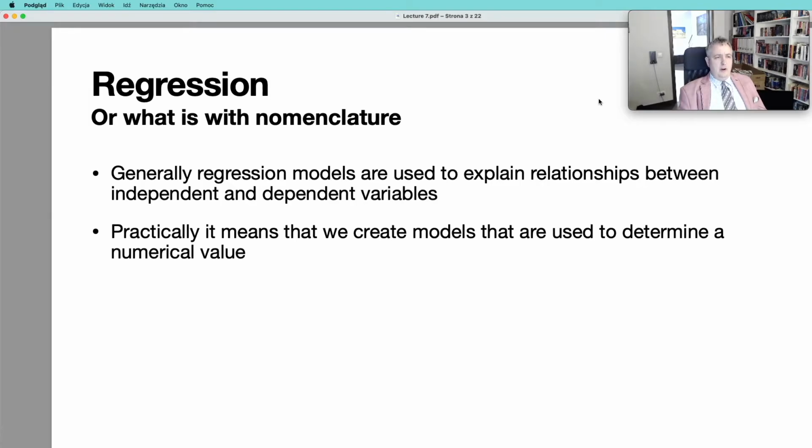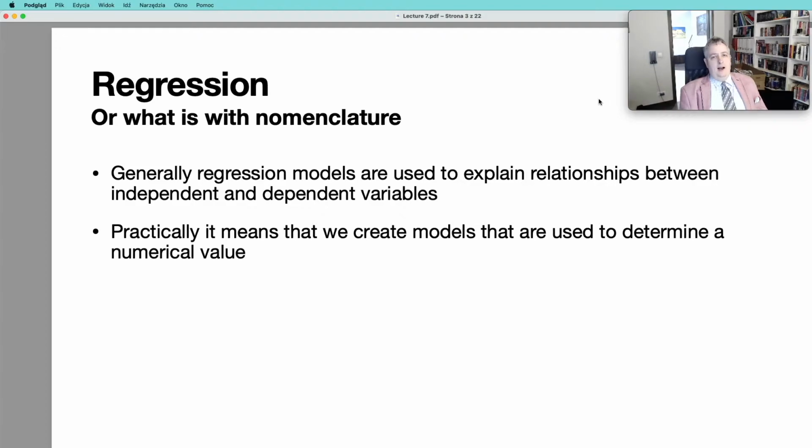So, generally, what we will be considering today is regression, at least what is called in statistics regression, because regression models are used to explain relationships between independent and dependent variables. Independent variables can be those things that we measure, and dependent variables are quantities that we are interested in. For example, classically, we know the parameters of a wine, and we want to predict its price. This is the classical regression model.